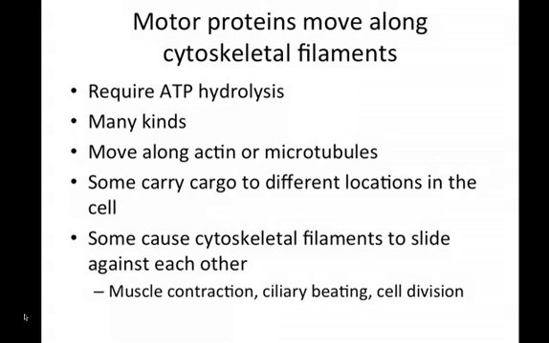So some factoids: they require ATP hydrolysis. There are many different kinds of motor proteins. Even there are many kinds of myosins, right? They can move along actin or microtubules, but they're specific. So myosin only moves along actin. Kinesin and dynein only move along microtubules. Some carry cargo to different locations in the cell. Some cause cytoskeletal filaments to slide against each other. They have different functions. Okay?